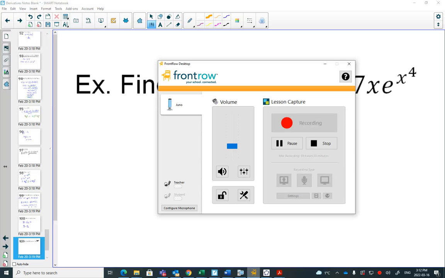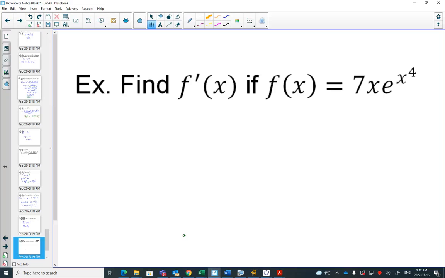Product rule or quotient rule? Yes or no? Not a quotient. Whoa. Oh, there's my dot. I'll start it. No. No. Bound to get it right eventually, right?